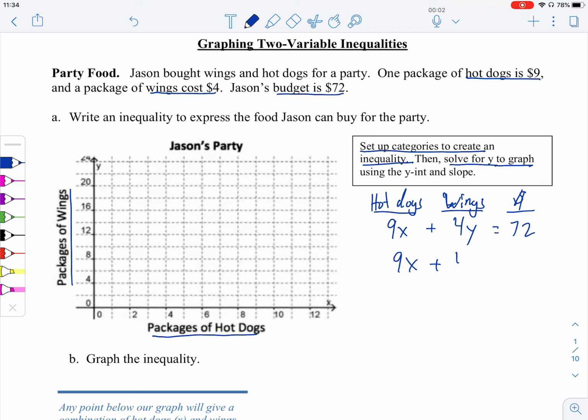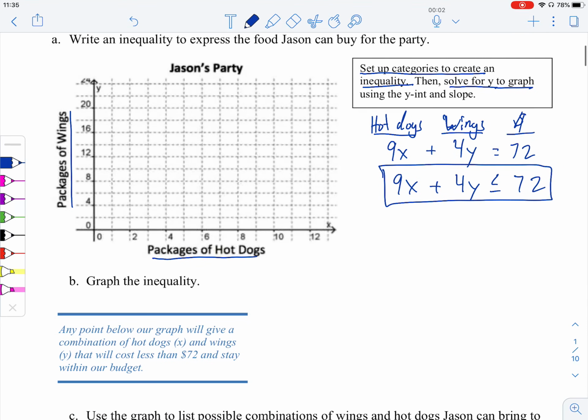And then we want that to be an inequality. So we have a budget of 72, so up to $72. So we have to do less than or equal to $72. Now that is our inequality. That is our budget, $72. So it has to be less than that. So we need to graph this. So this is less than or equal to budget of $72. That's why it's less than or equal to.